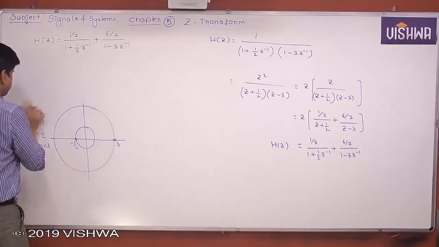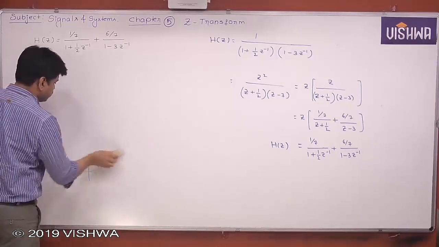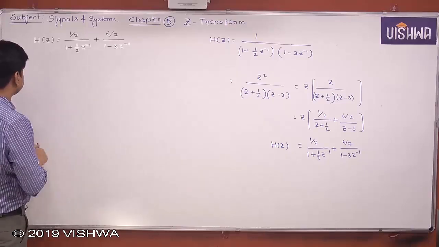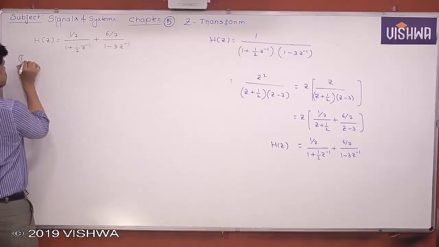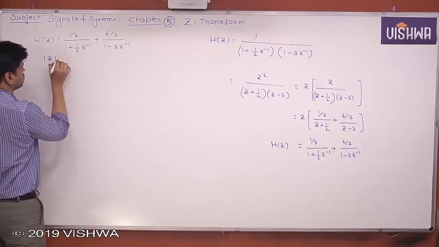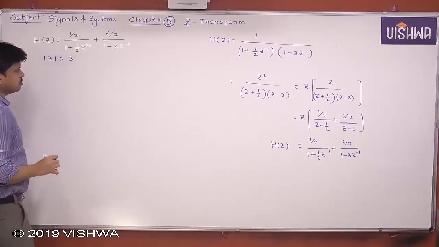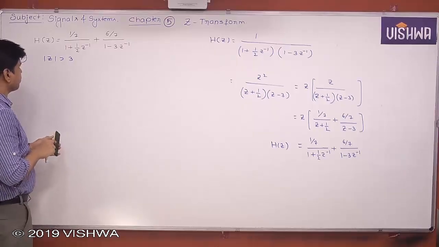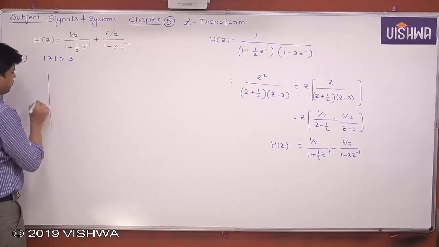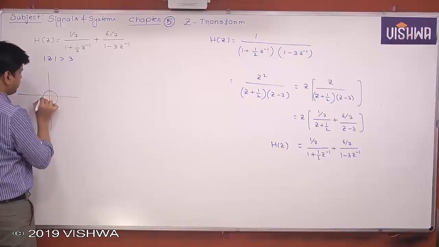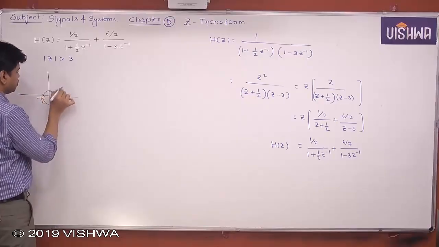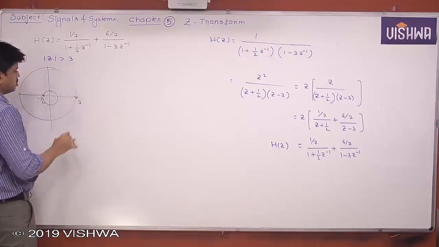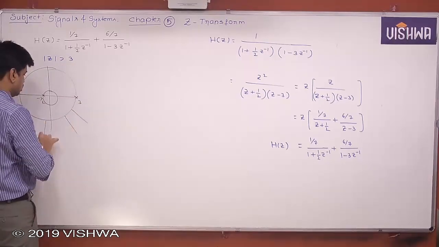So we are having three ROCs. Let's see one by one what we get for the different ROCs. First one, mod z greater than 3. Let's say this is minus 1 by 2, and this is 3. So mod z greater than 3 means this is the ROC we got.